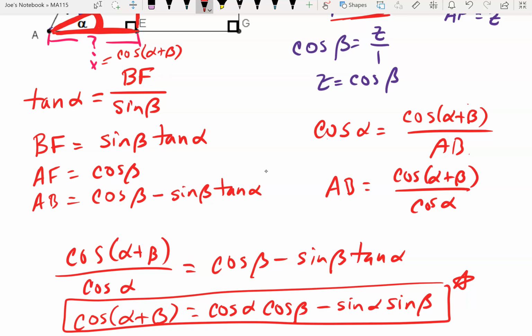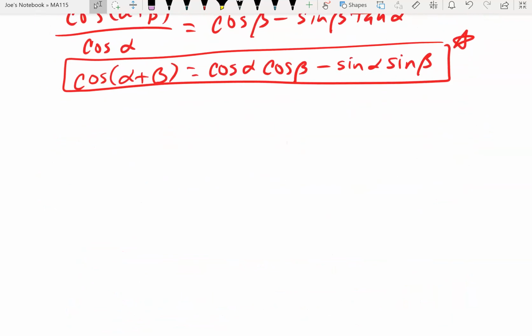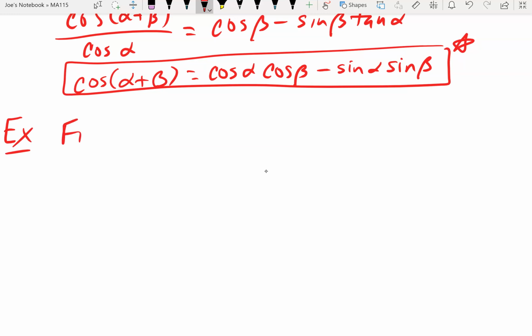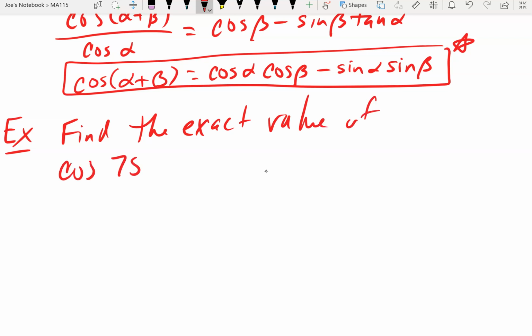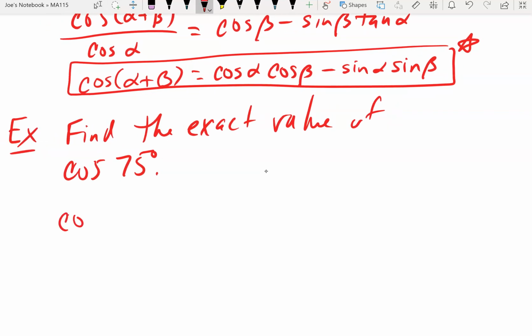So let's see how we can use this formula. Say, for example, you were asked to find the exact value of cosine of 75 degrees. All right, so the whole goal of this, when you're asked to find these exact values for angles that you don't know, like 30, 45, 60, the whole goal is to write it in terms of ones that you do know. Now, as a little bit of a trick, when you're doing these, 45 degrees is typically always going to be involved.